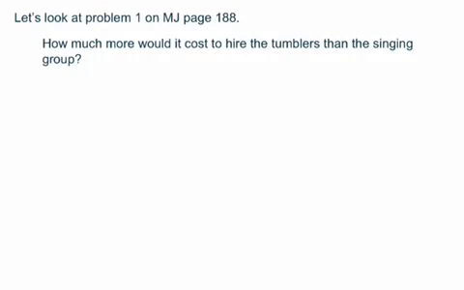Okay, so here's what I want you to do. The first problem on Math Journal, page 188, it says, how much more would it cost to hire the tumblers than the singing group? Go through those same steps I just walked you through. Try and solve it all, and then when you get it, you'll be able to unpause the video and check it out because I'll be going over it. Okay?